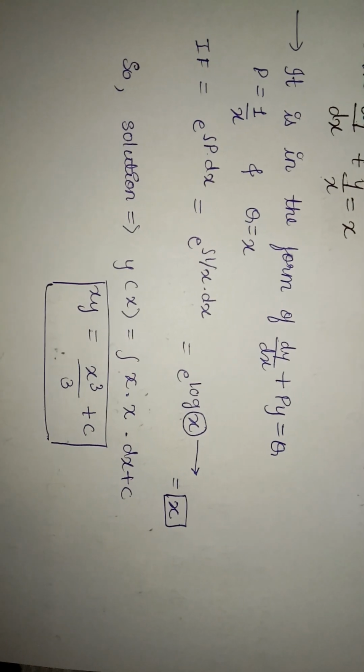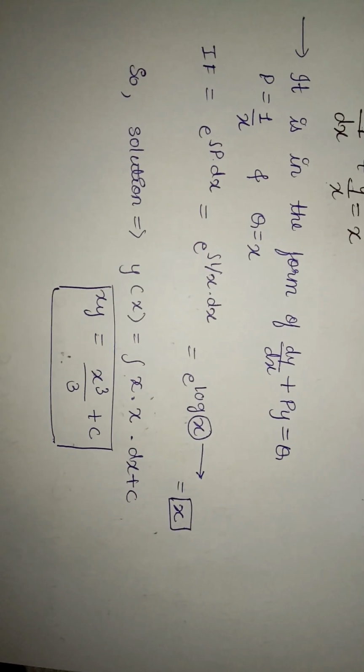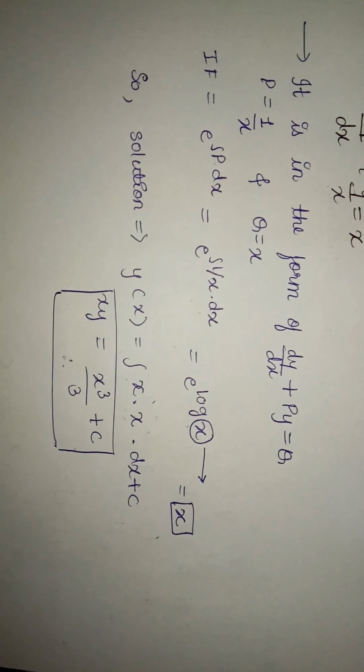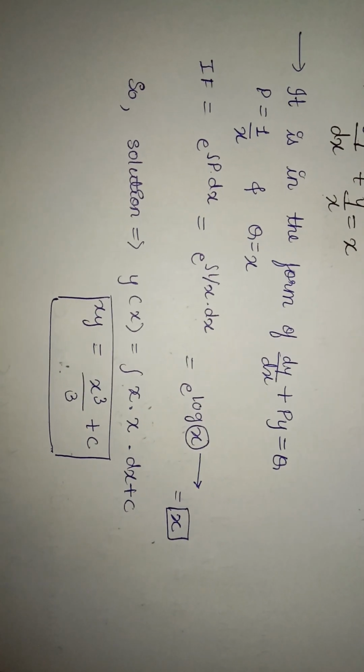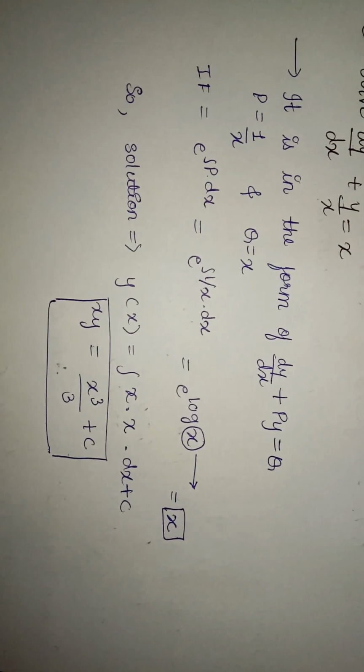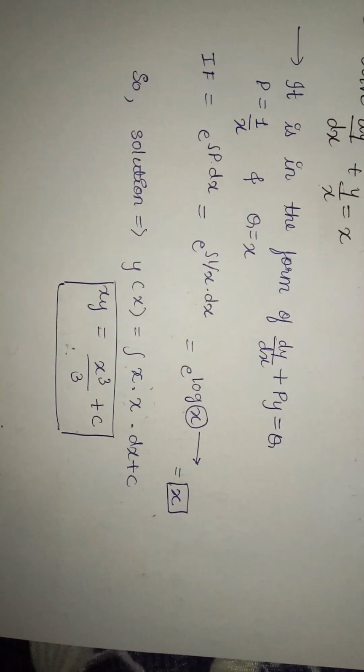So we have to substitute in the formula y into integrating factor is equal to integration of q into integrating factor dx plus c. We will get integration of x into x dx plus c. It will become x square. So after integration it will become xy is equal to x cube by 3 plus c. Thank you.